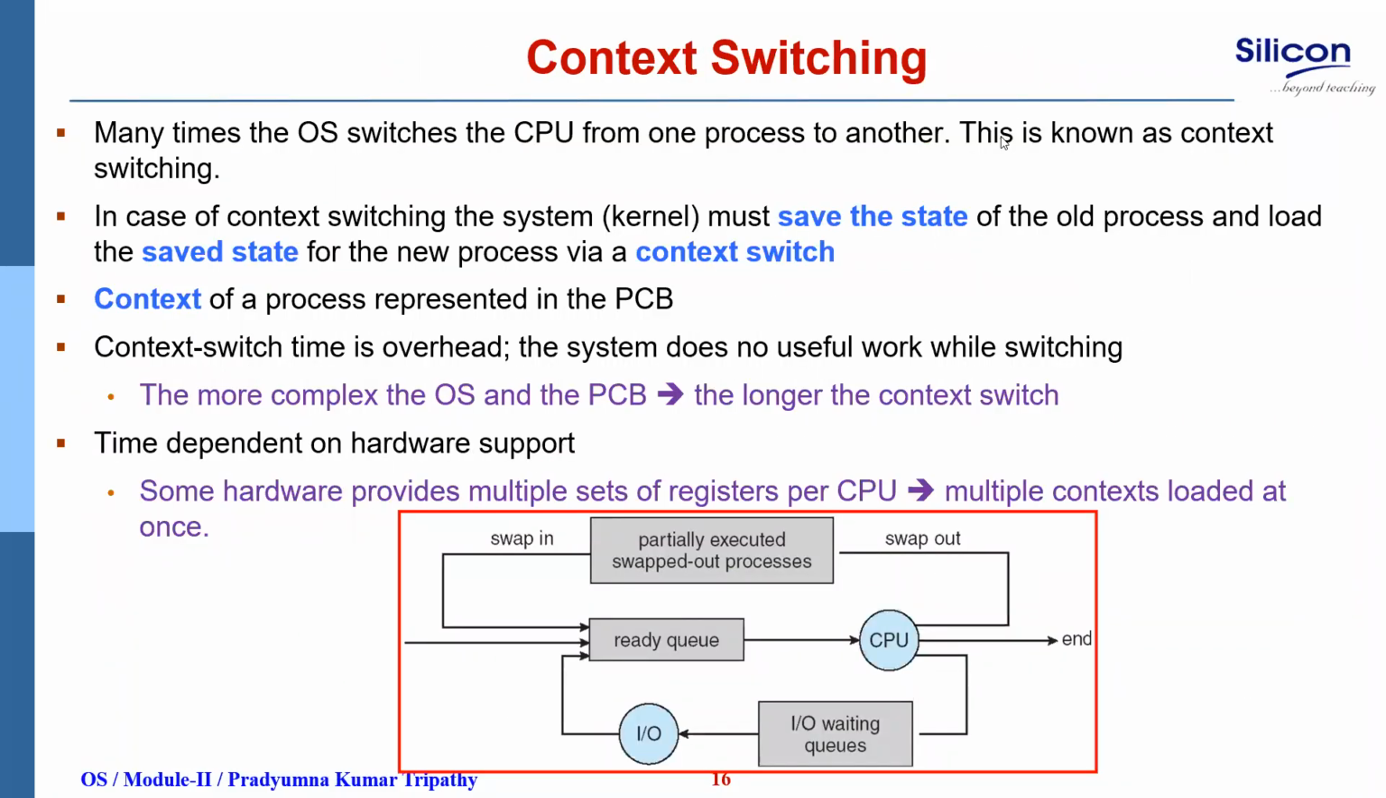We'll have another concept here called context switching. A very interesting concept, context switching. You know that there are multiple processes in the memory, but the processor could execute only one process at a time. So how will the processor switch between these processes? Suppose it is executing process 5, then it will go to process 7.